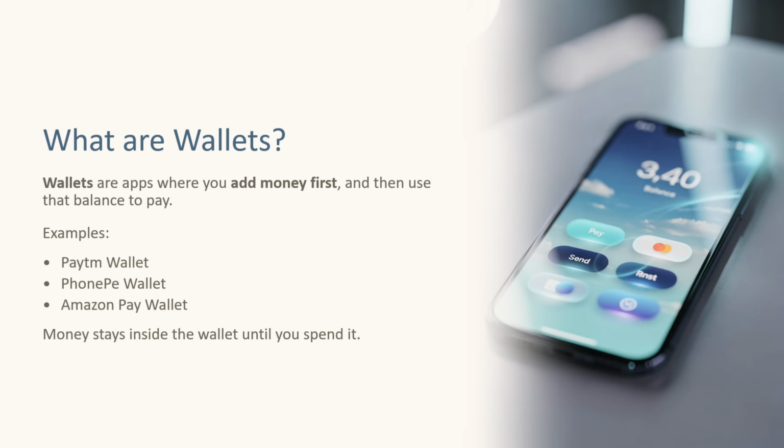Now we will see what are wallets. Wallets are apps where you add money first and then use that balance to pay. For example, Paytm wallet, PhonePe wallet, Amazon Pay wallet. Money stays inside the wallet until you spend it.